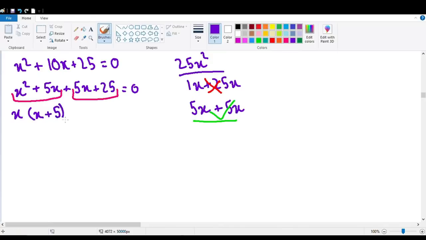And if you don't really get the concept of this, all this is doing is writing it in another way. All we did was write x squared plus 5x as x into x plus 5. And if we multiply x with x plus 5, we get exactly that back. So we just wrote it in another way. And then plus, the thing that's common from these two is 5, into x plus 5.